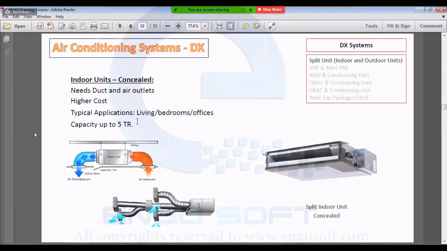So everyone doesn't want to see the air conditioning equipment, right? The more you hide it, the more suitable it is for the people. It is used in living rooms, in bedrooms, and in offices. In offices you will see something like that, mostly in offices and commercial buildings. Capacity up to 5 ton refrigerant.